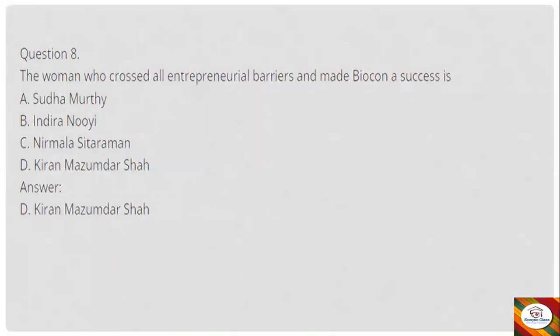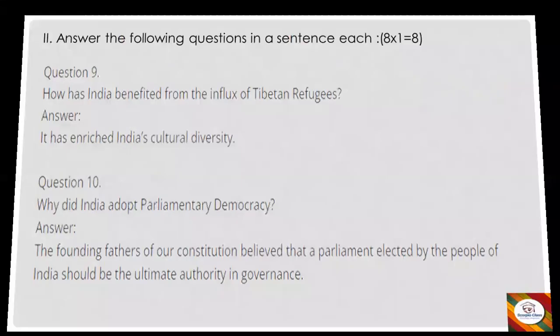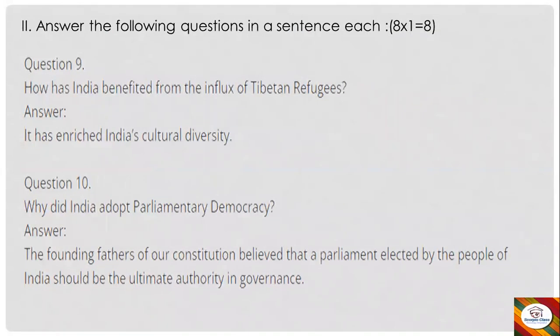Next, question 8. The woman who crossed all entrepreneurial barriers and made Biocon a success is dash. A. Sudha Murthy. B. Indra Nooyi. C. Nirmala Sitharaman. D. Kiran Mazumdar Shaw. And the answer is D. Kiran Mazumdar Shaw. So here we get over with the first main, and now let's start the second main.